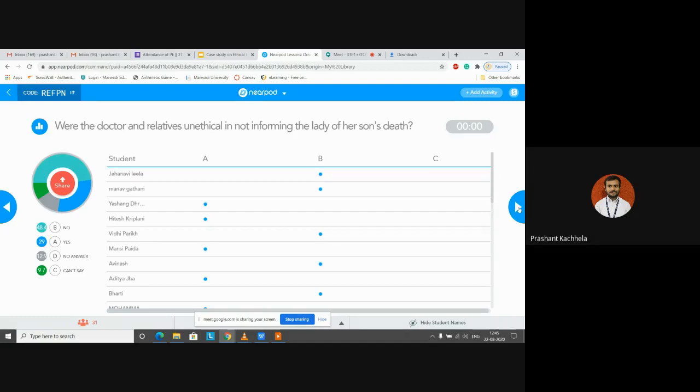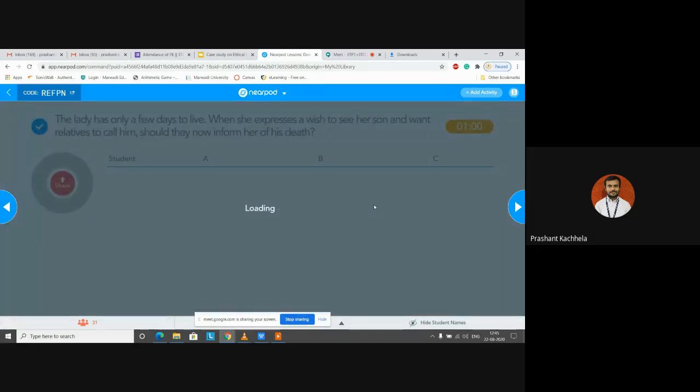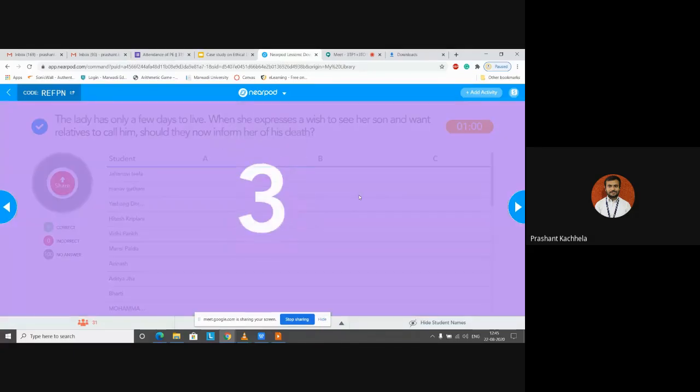Now we'll go for the second question. Be ready. The second question is this. The lady has only a few days to live. Now it is confirmed by the doctor that she can live only a few days. So in this situation, when she expresses a wish to see her son, and wants relatives to call him, should they now inform her of his death? So now there is an addition. This is the condition given. I'll start the question for all of you. Again, you will see there are a few options and you have to mark accordingly.